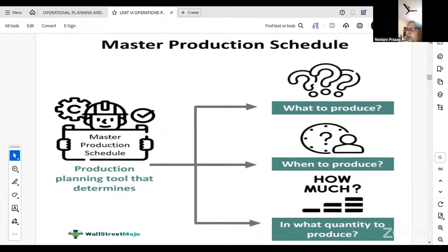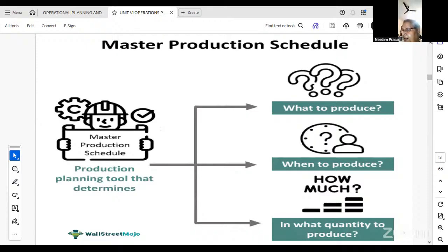So for example, what to produce. As I told you, we are making roti. That kitchen is a manufacturing unit, isn't it? So you are making roti. So what to produce? Roti. When to produce? It is not that you are going to have your dinner at night and you make the rotis early in the morning. There is an optimum time.